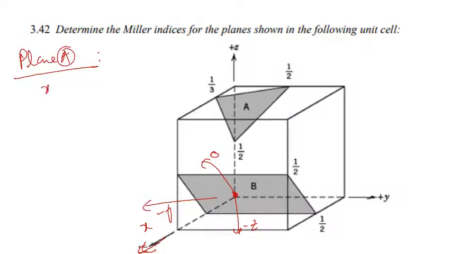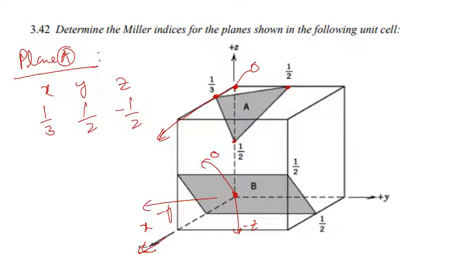First I will look at the x, y, and z intercepts. This is the positive x-axis, so the x-intercept is 1 over 3. The y-intercept is again positive, 1 over 2. And what about the z-intercept? It is in the negative direction. If we choose our origin as this, this is positive, this is positive, but this is negative because it is moving downward, so it is negative 1 over 2.